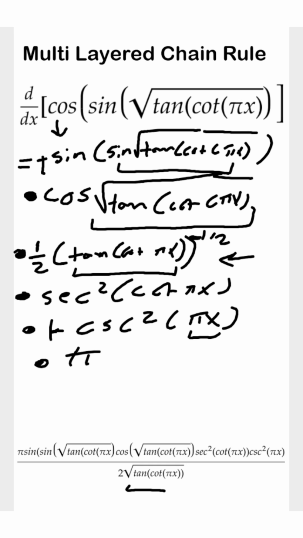So this term right here at the bottom is the one that I drew an arrow to, and the 2 on the bottom comes from the 1/2. And the pi just went over here, and since the negative signs canceled out, it just became positive.